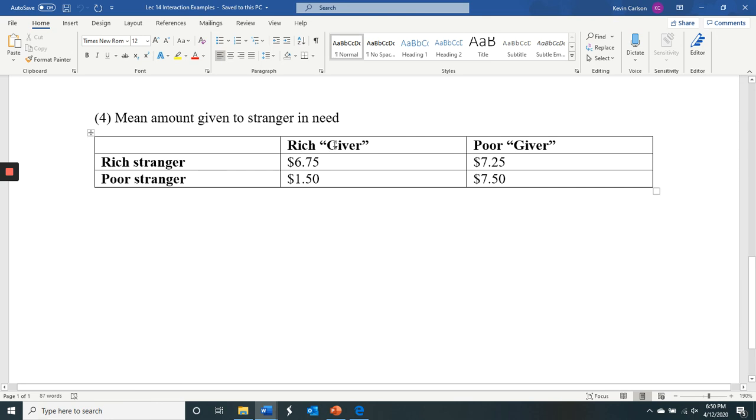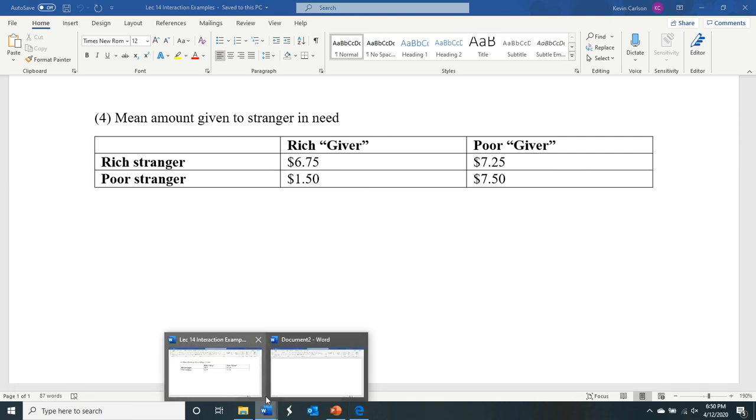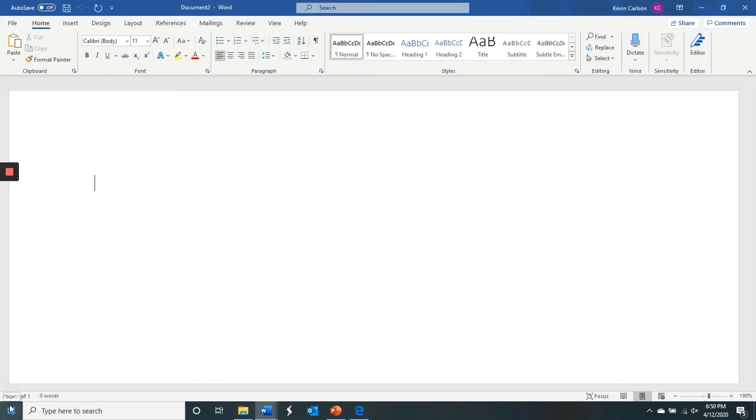And then there is the giver who's walking on the street. They don't know they're part of the study, and we find out later whether they're rich or poor. So how much money does a person give? Is there an interaction between whether somebody looks like they're rich or poor and whether the giver is a rich giver or a poor giver? Let's go ahead and snip this and draw this.